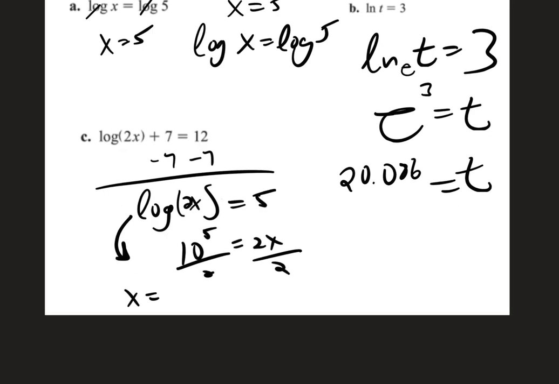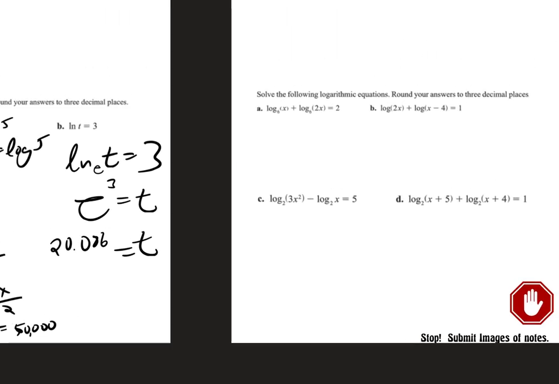That would mean that x equals 1, 2, 3, 4, 5. This is 100,000 divided by 2. That's 50,000, because I'm so good at math. 50,000. I'm good at math and have great handwriting.